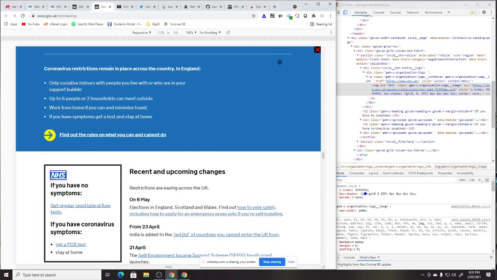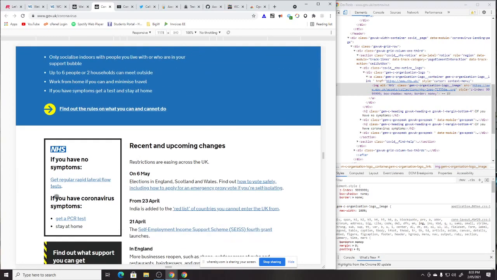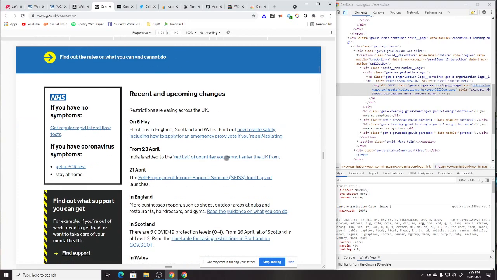And that's important because that's the National Health Service. So that's information from the health provider there. So that's somewhat important.